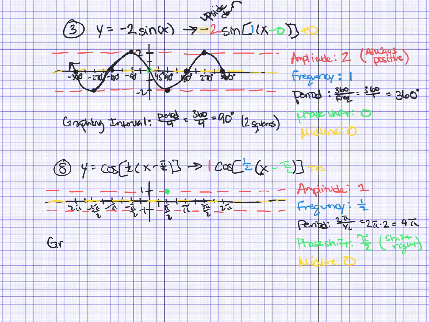Well, that's where I look to my graphing interval. So if I do my period divided by 4, it's going to be 4 pi divided by 4, or in this case, pi. So I'm going to have a point every pi distance. And for us, that's 1, 2, 3, that's 4 squares. So I'm going to have a mark every 4 squares.